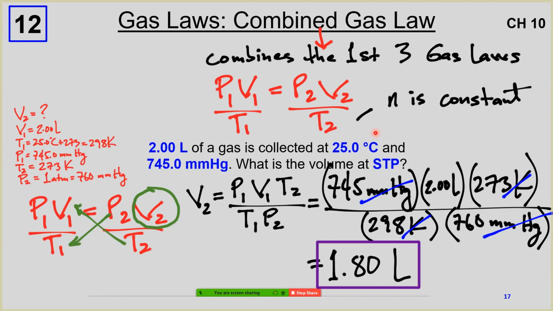All right, so there's a slight decrease in volume if we decrease the temperature and increase the pressure. That's what we did here. We decreased the temperature from 298 to 273, but increased the pressure from 745 to 760.